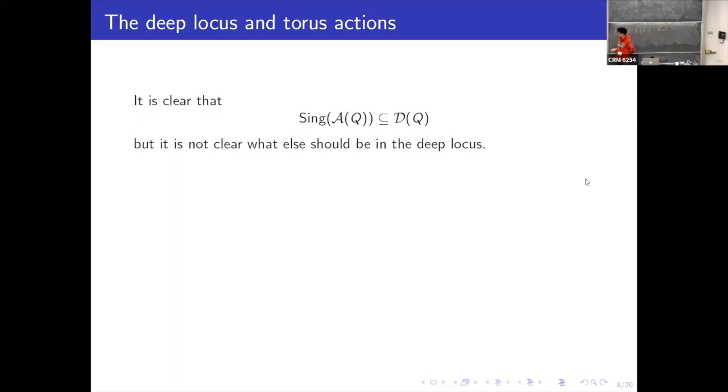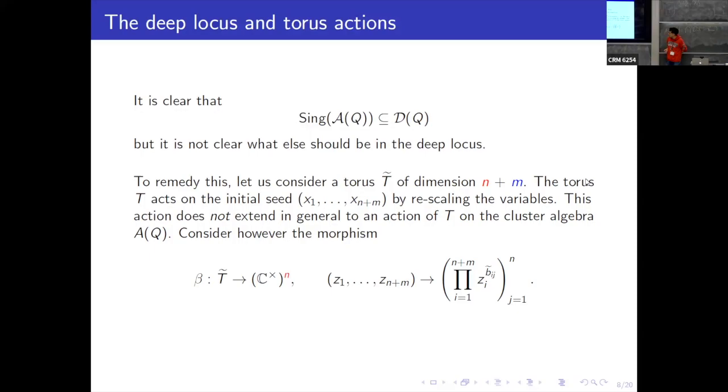But to do that, I need to introduce some objects. So I'm going to fix a seed, this initial seed, and I'm going to take a torus T tilde of dimension the number of variables. This torus acts on the cluster torus, or if you want on the variables of the initial seed, just by rescaling the variables. And of course, it's unreasonable to expect that this action will extend to the entire cluster algebra, because so far you're only acting on a very small part. But we can find a subtorus of this T tilde that does act on the entire cluster algebra, and we can get this as follows.